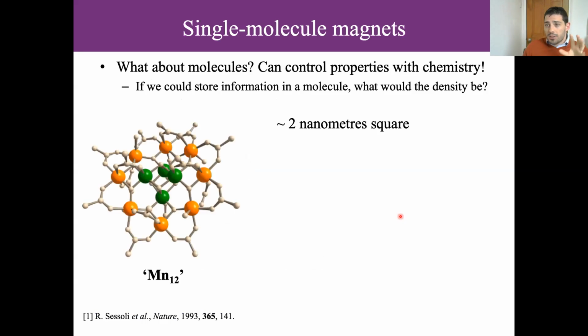So this is the first single molecule magnet, manganese 12, which was synthesized in the 80s and then recognized to be a single molecule magnet in the 90s, by the Florence Group, home of Dante Gatteschi, whom you all know as an EPR expert as well. And this molecule is roughly 20 angstroms across, so 2 nanometers square roughly. So back of the envelope, we're talking 4 square nanometers per bit.